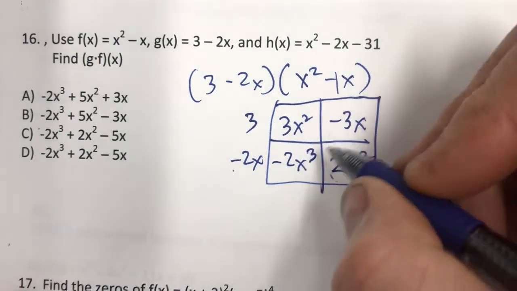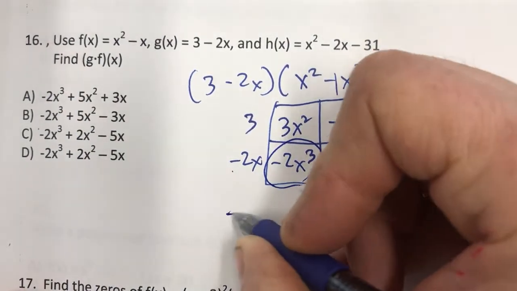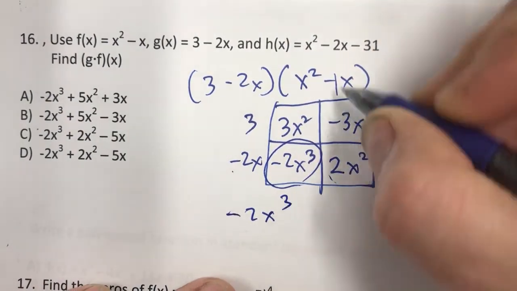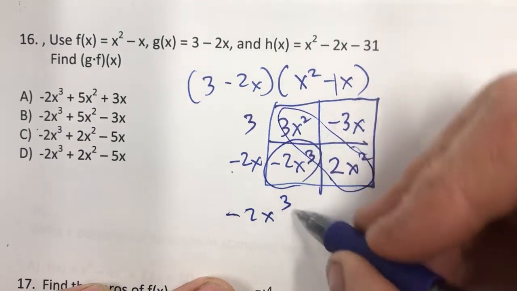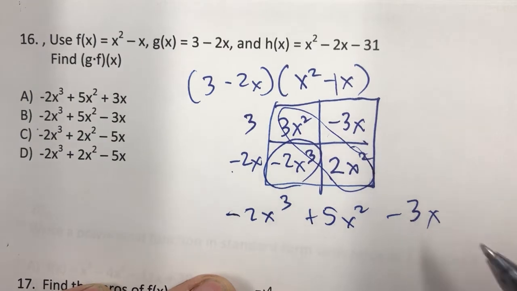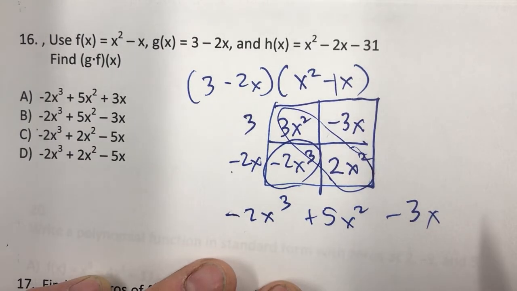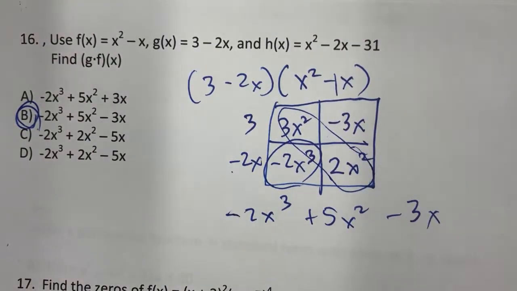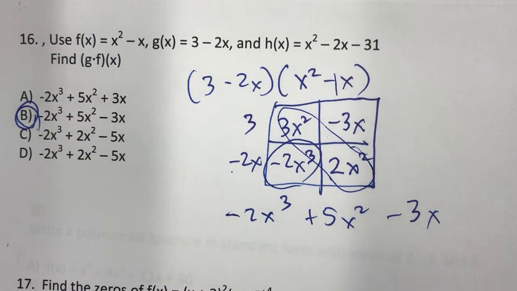All right, so it looks like I've got my highest power here, negative 2x to the third. And then these two go together. That's going to be 3 plus 2. That's going to be 5x squared. And then minus 3x. So that should be my answer right there. Looks like B.